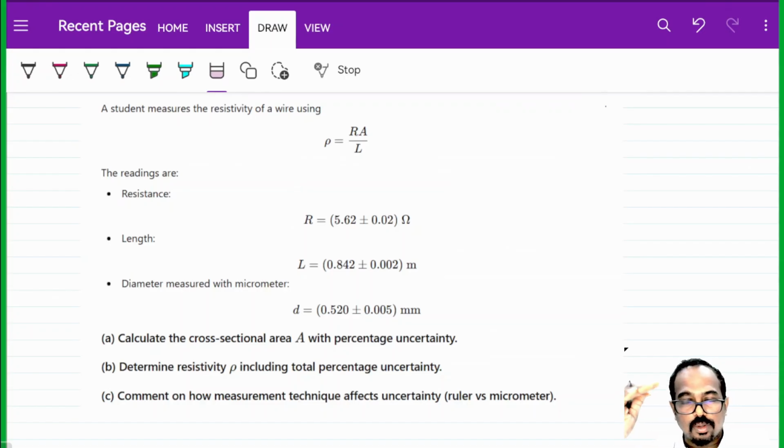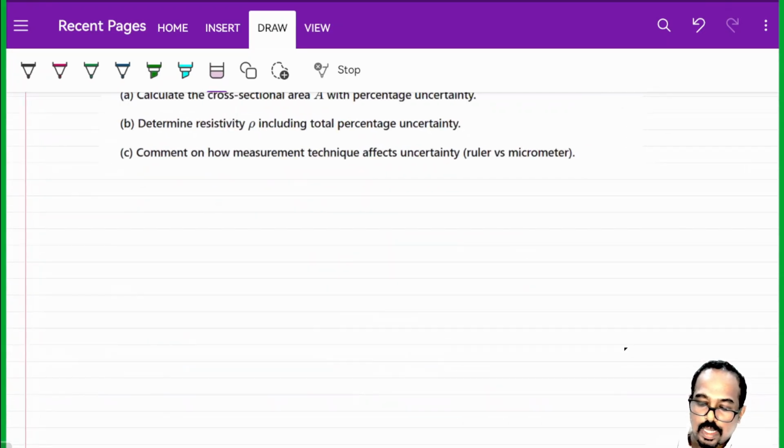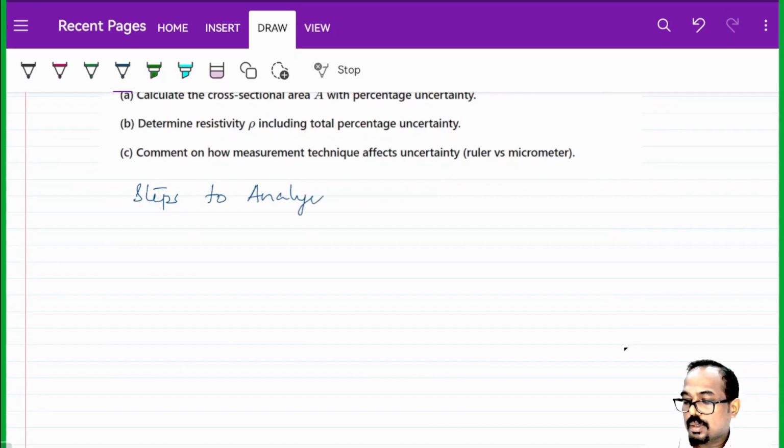Why I am writing all the steps is that when you watch it, you need to initially follow those steps, then you won't make mistakes. So I will give you the steps one more time, and you remember those steps and try to follow those steps to solve this question. Okay, so steps to analyze and solve uncertainty questions.